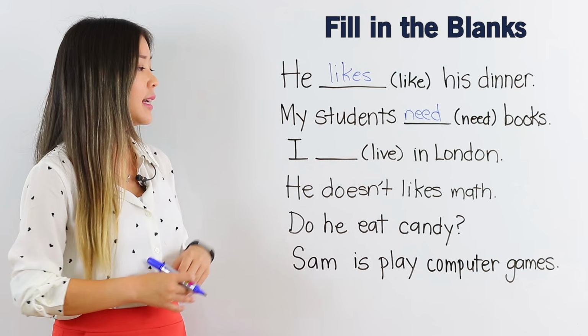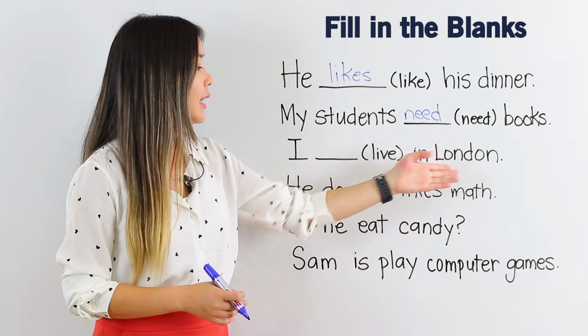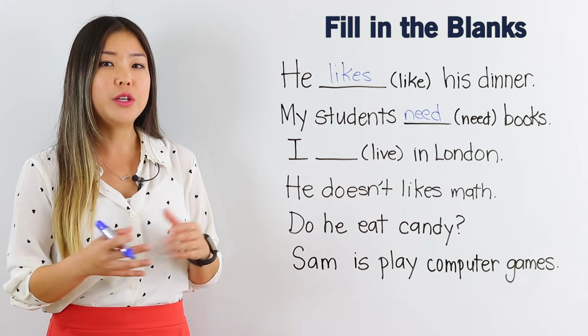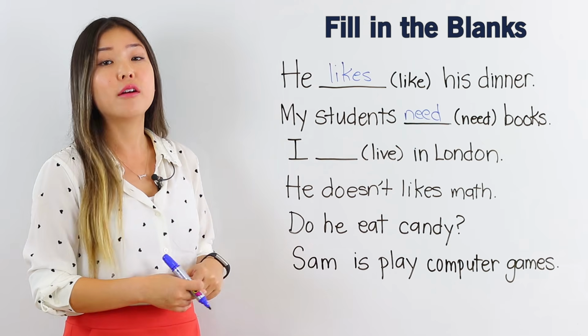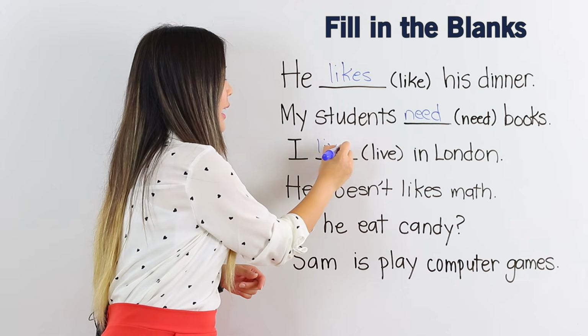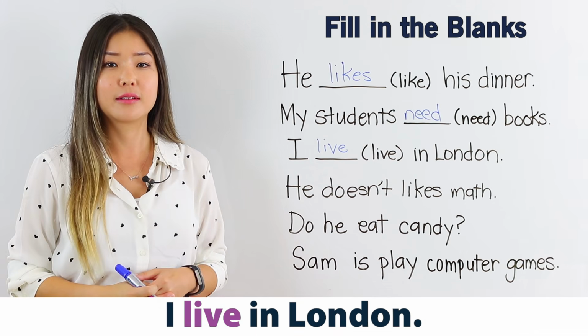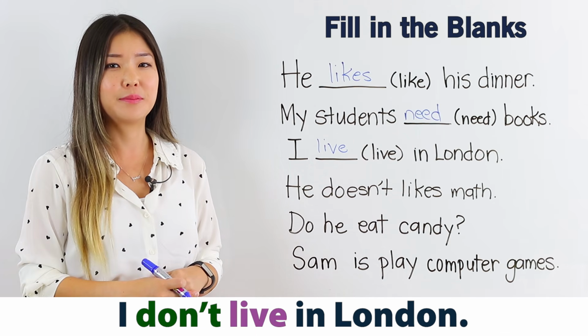The next sentence says, I blank, think of the verb live, in London. What do we do here? Again, the subject is I. Therefore, we don't change the verb. The correct answer is, I live in London. What's the negative? I don't live in London.